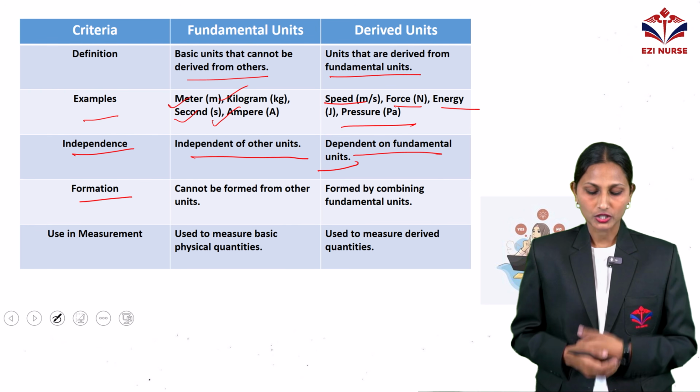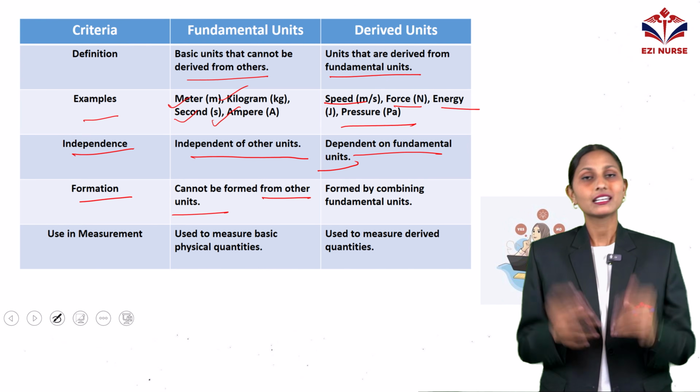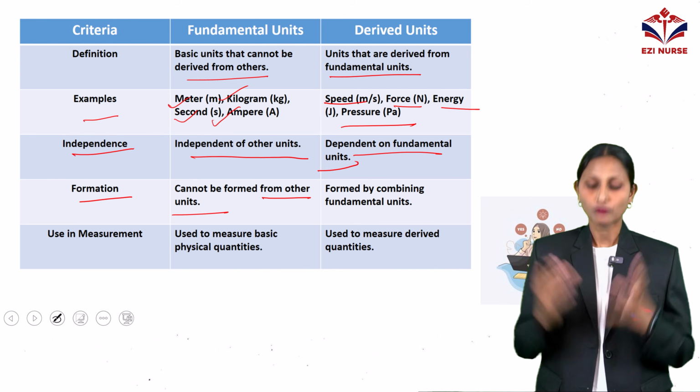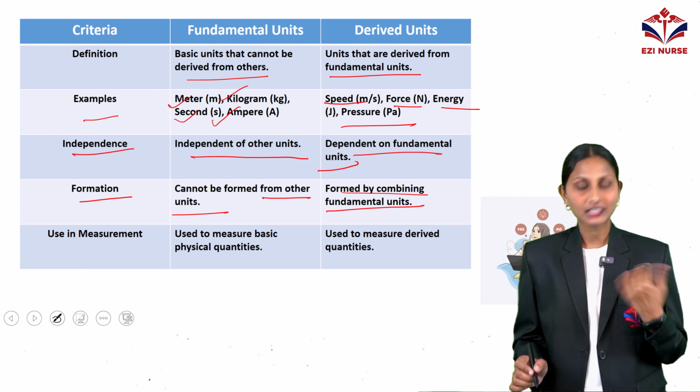Next one is formation. A fundamental unit cannot be formed from other units, so it is formed independently. It should not depend upon anyone for its formation. Next, a derived unit is formed by the combination of fundamental units.